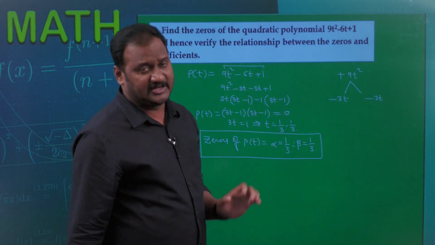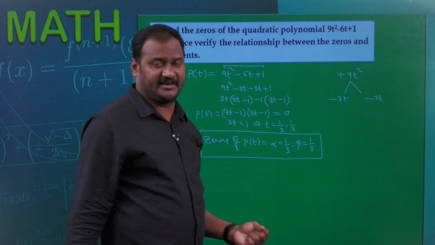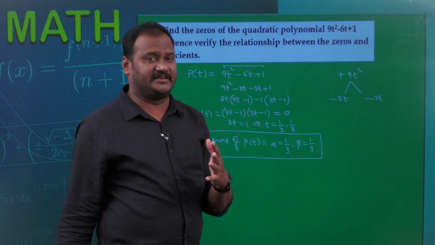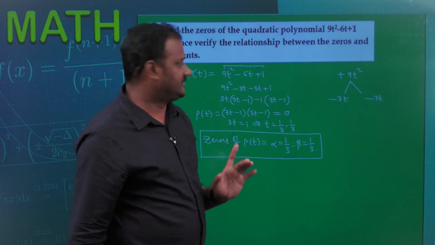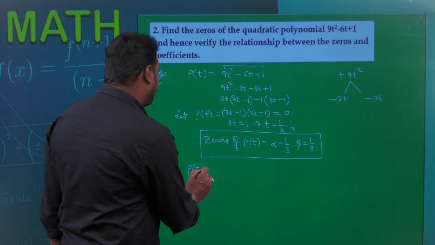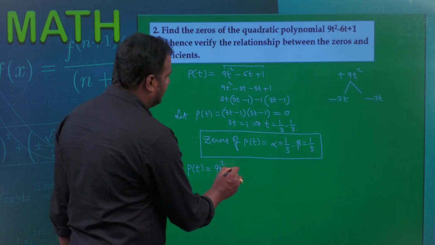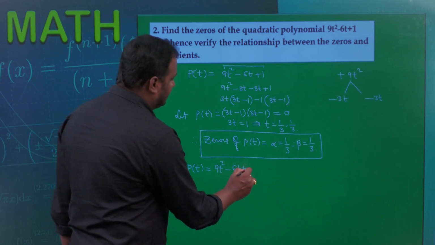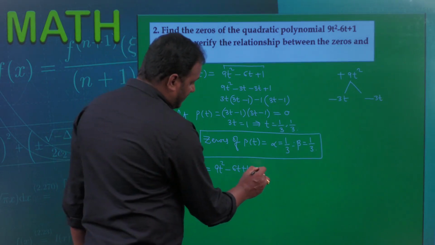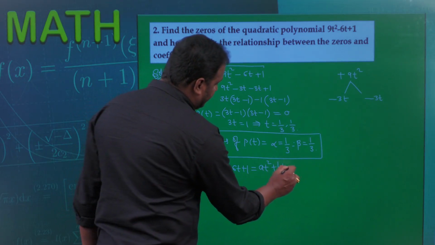So it means you will have to check whether alpha plus beta is exactly equal to minus b by a or not, and alpha into beta is equal to exactly c by a or not. Before that, you will have to equate given p of t with the standard form. So given p of t, 9t square minus 6t plus 1, is equal to a t square plus bt plus c.